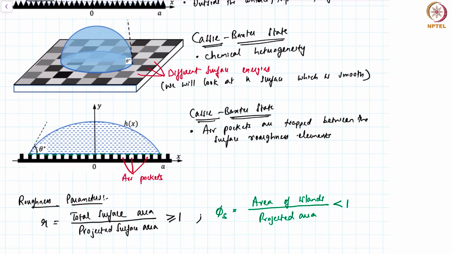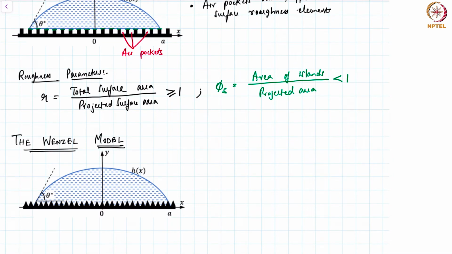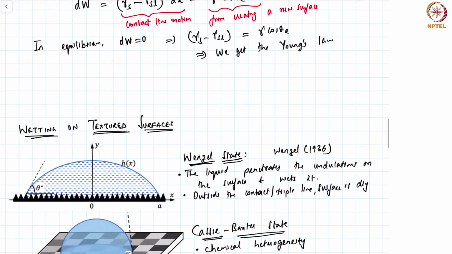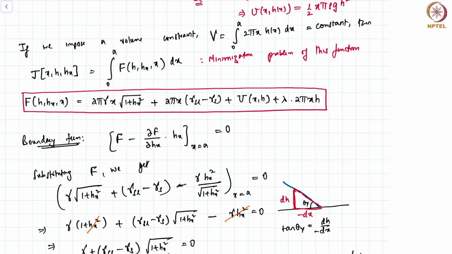Now, having defined both these parameters, let us now look at the analysis first for the Wenzel model. I call it the Wenzel model. This is because this is a model that Wenzel originally proposed, I think, in 1936. So the idea is exactly similar to what we've done for a smooth surface. But let's look at the different parts of this box, the highlighted box that I've put here.